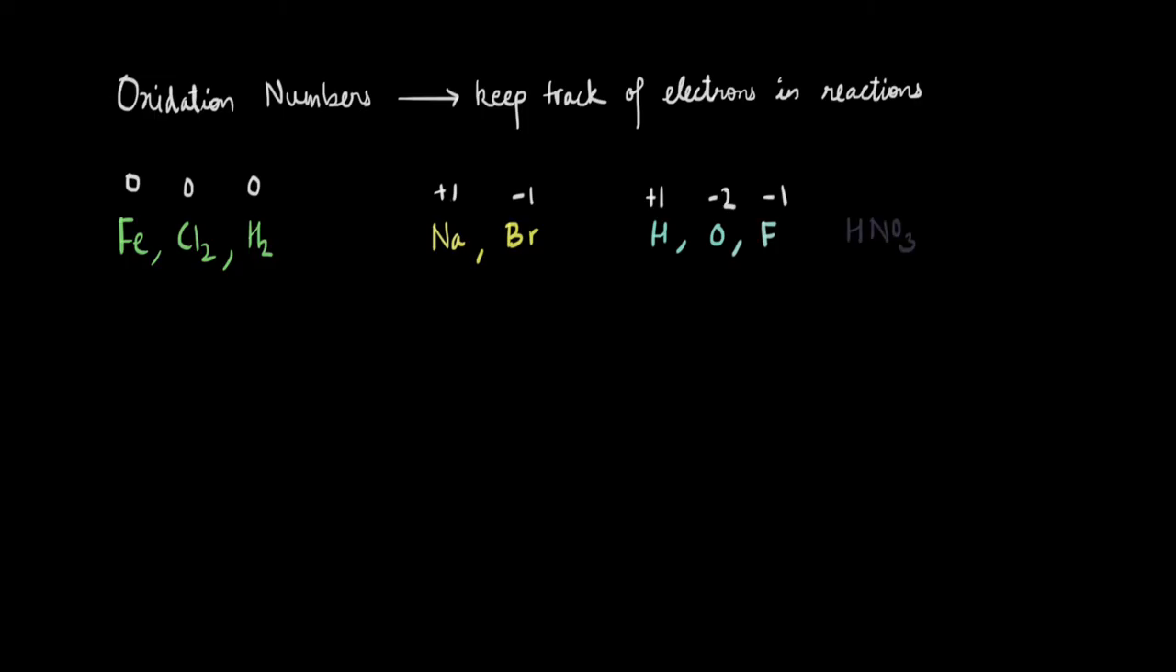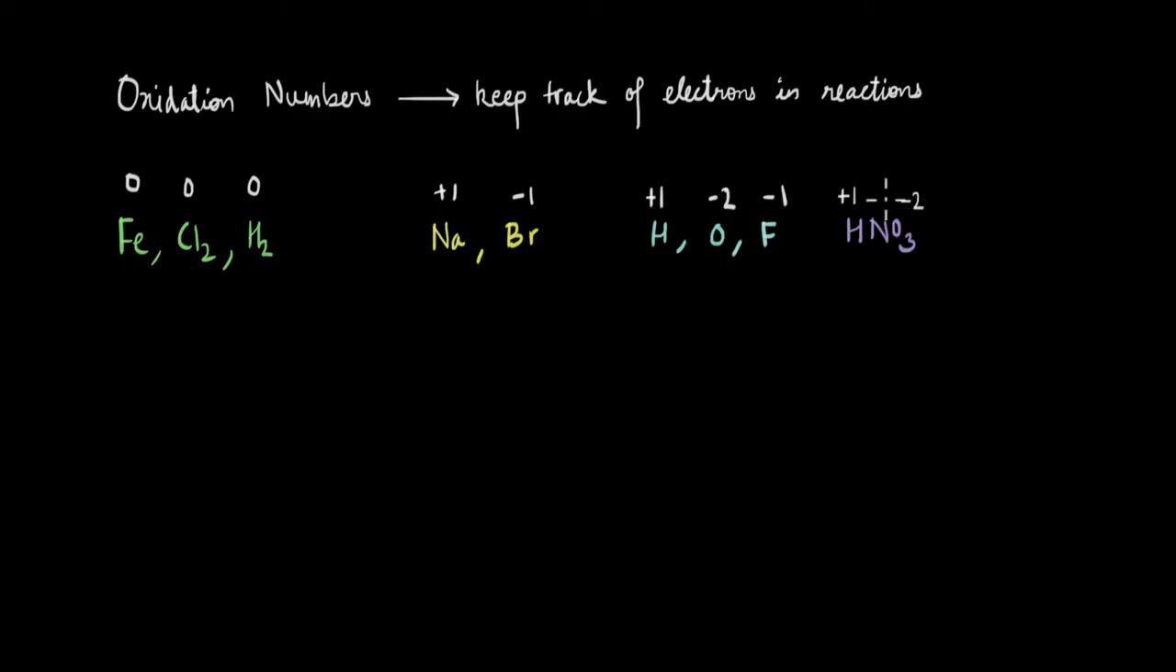Another rule that we have in case of oxidation numbers is that for a neutral compound, the sum of oxidation numbers of the atoms will be equal to 0. So let's take the case of this HNO3 here. Now from what we saw before, let's say that we know that the oxidation number of hydrogen is +1, and for each atom of oxygen, the oxidation number is -2.